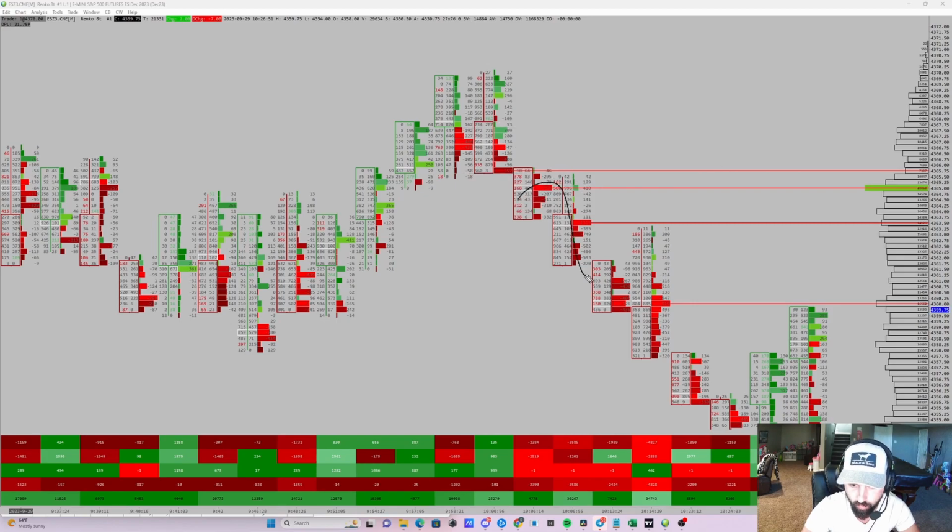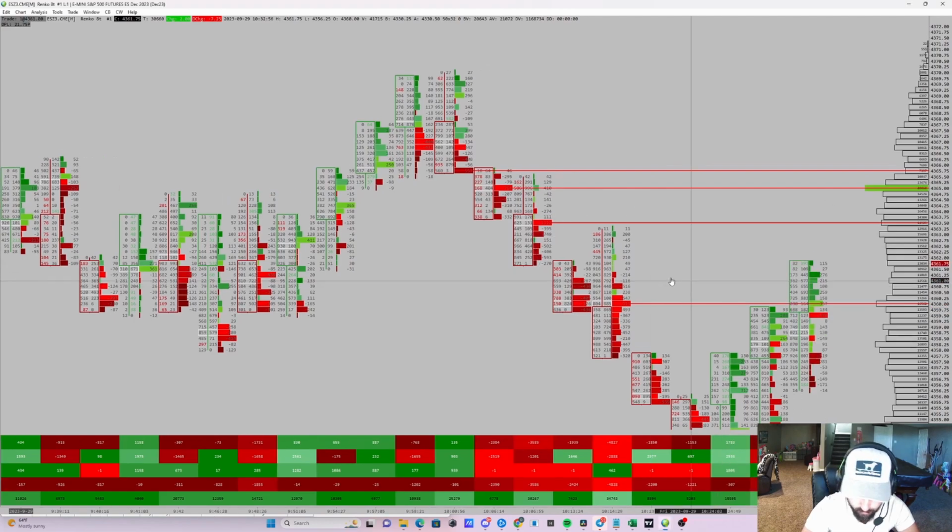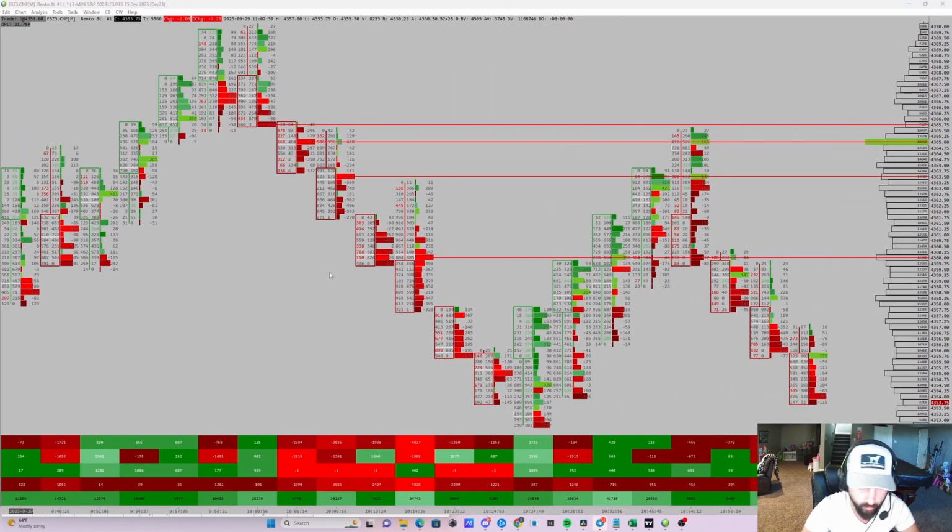The market then rolls over, and what do we do? We continue to print large sellers. What does the market want to do? It wants to come back to those large sellers. We drive back up. I was looking for an add in this area. It missed it by 1 tick. It is what it is. This is a very important area.